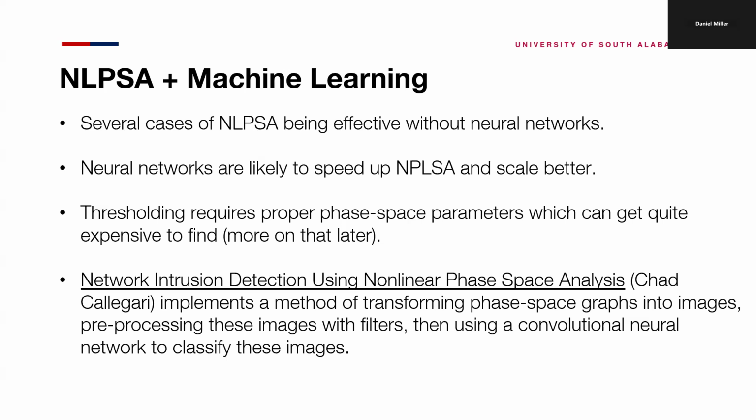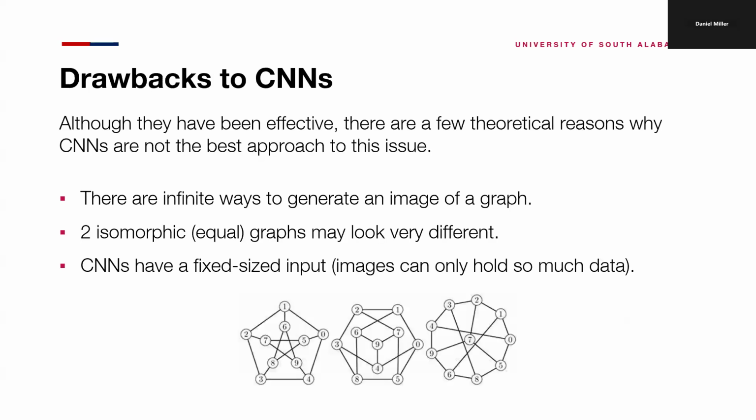However, I will talk about later how I wanted to take a slightly different approach for a couple of reasons. There's the drawbacks of convolutional neural networks. I'm going to talk about isomorphism in a little bit, but the main thing is that phase-space analysis creates graphs from data. Now, the way that a convolutional network works is it takes pictures of these graphs and classifies them. According to graph theory, which I will go over later, no need to get tripped up on this, there are several ways to draw the same graph.